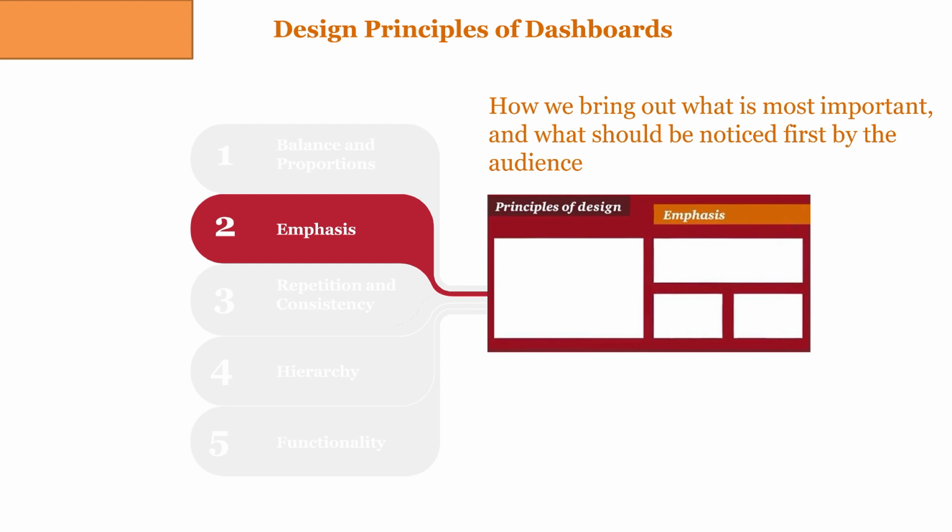Then emphasis. Emphasis deals with how we bring out what is most important and what should be noticed first by the audience. So if you want the audience to notice something first, then you can display that as your first chart, while putting up your supporting chart to enable the audience to understand what you're trying to do.